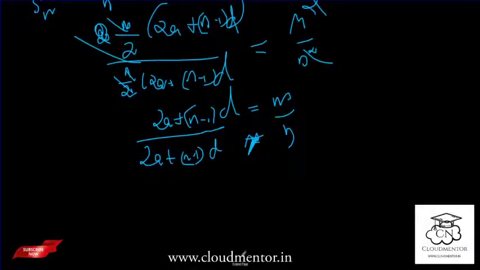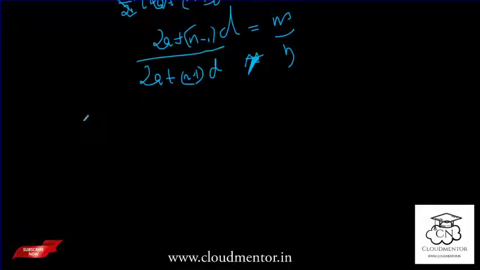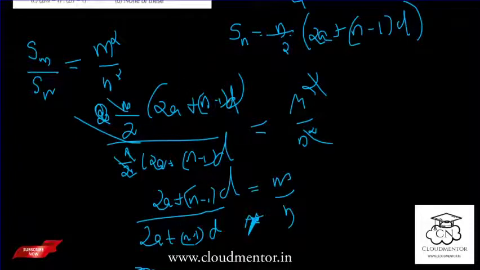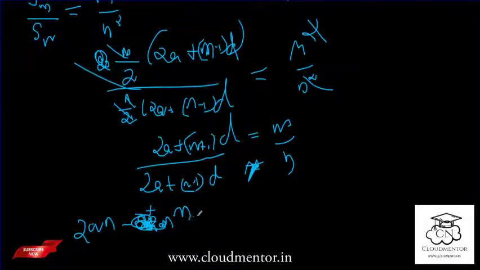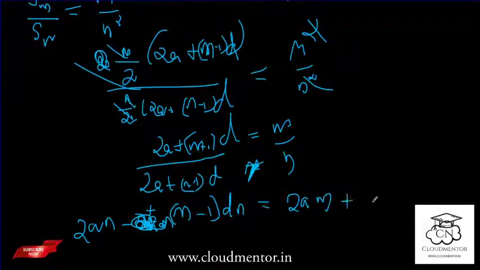So cross multiplying, we get 2an, n multiplied by 2an minus 2am. Now this n minus 1, I think there is a mistake, here it will be m minus 1. So 2an plus m minus 1 into dn, which is equal to 2am plus n minus 1 into dm, right?